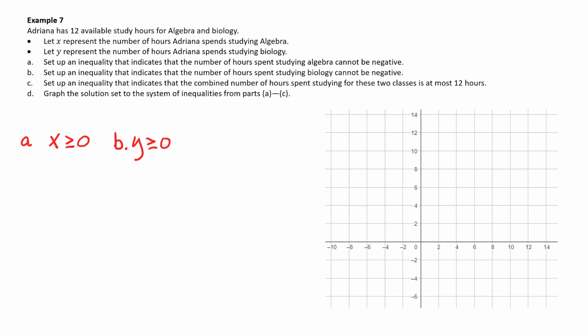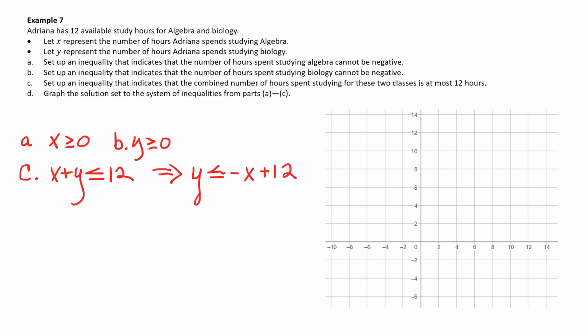And then part C, we want to set up an inequality that indicates that the combined number of hours spent studying for these two classes is at most 12 hours. So we would say that X plus Y has to be less than or equal to 12. Nothing more than 12. And so that means that Y is less than or equal to negative X plus 12. So we have three lines here, X greater than or equal to 0, Y greater than or equal to 0, and Y less than or equal to negative X plus 12.